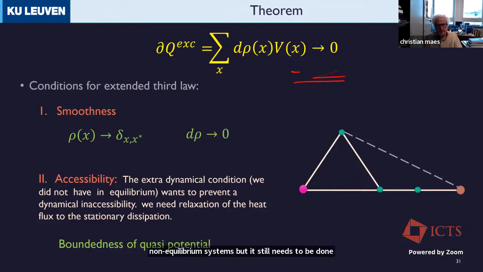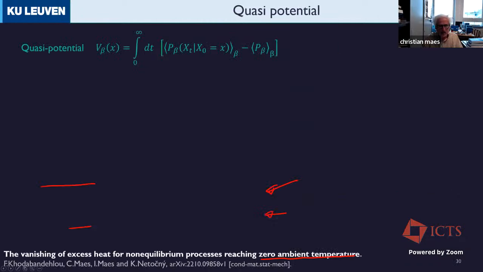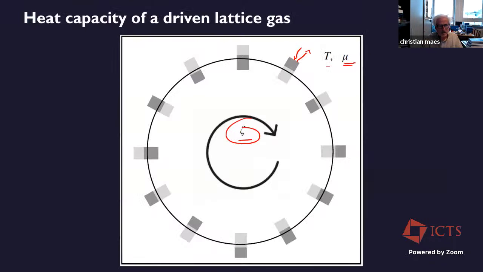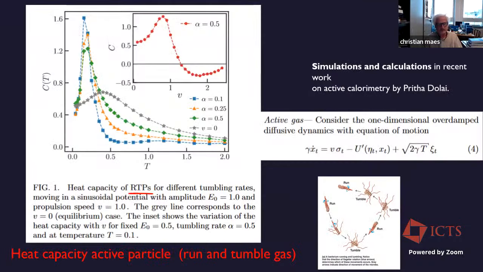Other questions? Christian, I have a simple question. If you go back to the slide where you showed the heat capacity for the run and tumble particle, this one, can you remind me how, given the telegraphic equations for a single particle, you actually measure this C of t here, for the curve on the left-hand side?